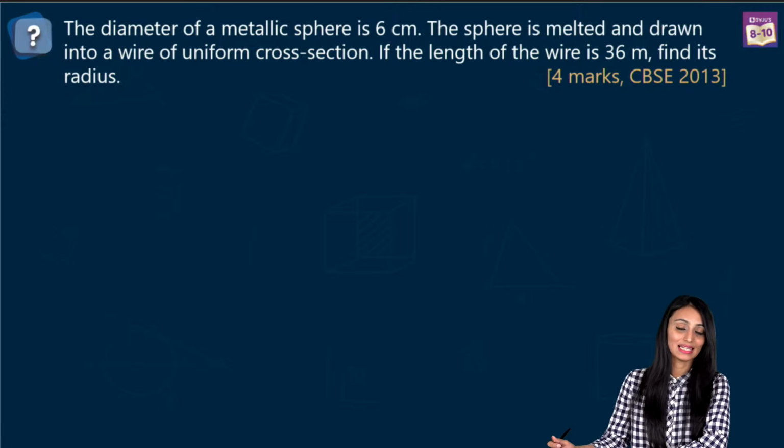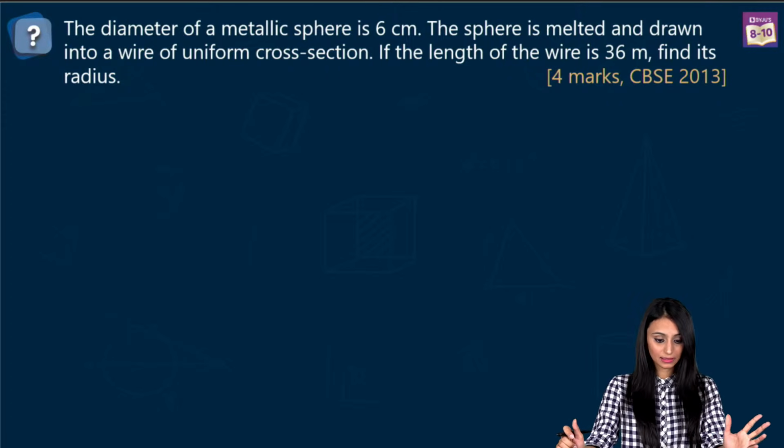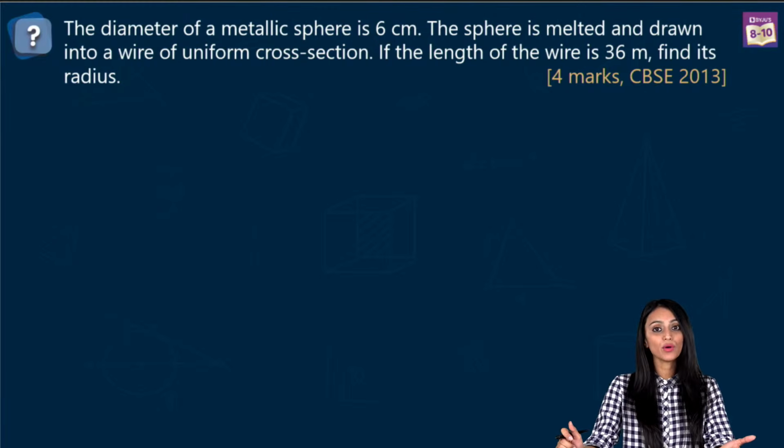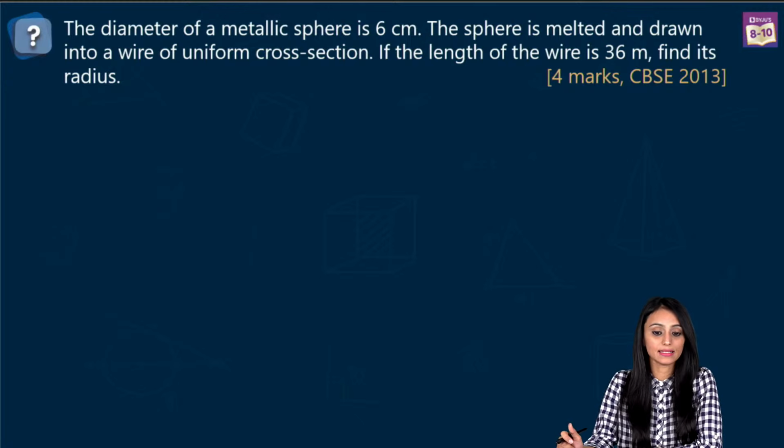The diameter of a metallic sphere is 6 centimeter. We have a sphere, right? The sphere is melted and drawn into a wire of uniform cross section. If the length of the wire is 36 meter, find its radius.